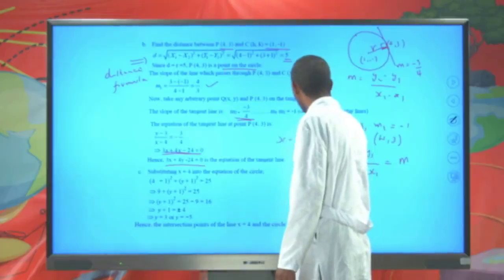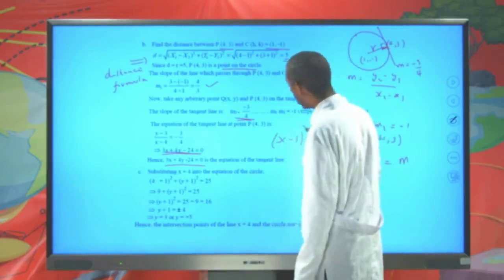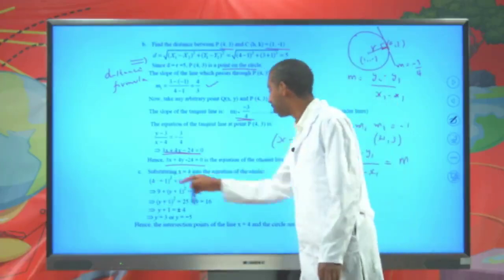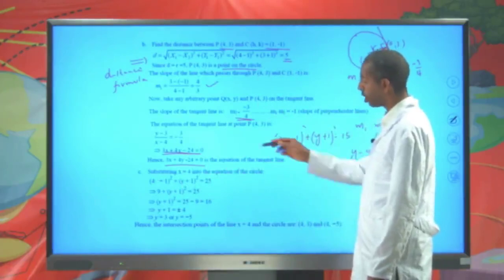Here, this was the standard form of the circle, which is (x minus 1) the whole square plus (y plus 1) the whole square is equal to 25. This was the equation we found before. So we know the value of x, which is 4. So in place of x, just replace 4. (4 minus 1) the whole square plus (y plus 1) the whole square is equal to 25. Our aim here is to find the value of y.